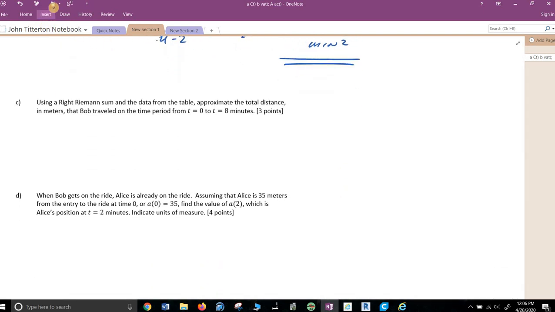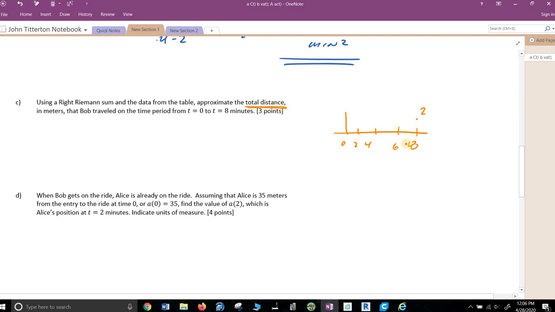Use a right Riemann sum. Approximate total distance that Bob travels. So that's an integral. And for those that know me, I always say we've got to do a mini graph. So 2, 4, 6, 8. Now, they got me on this one. Total distance means absolute value.